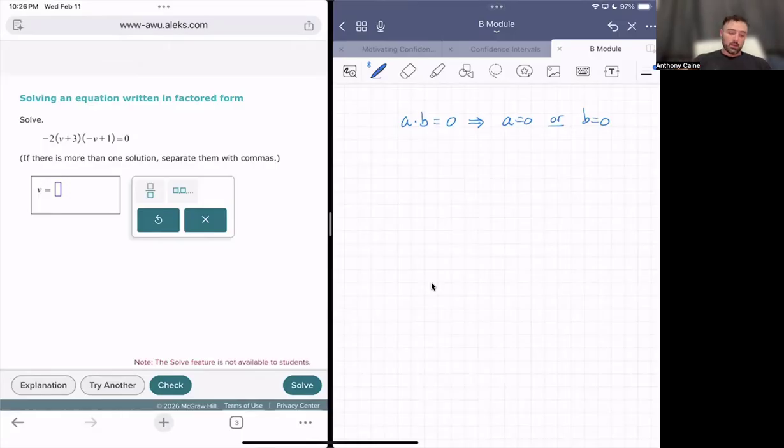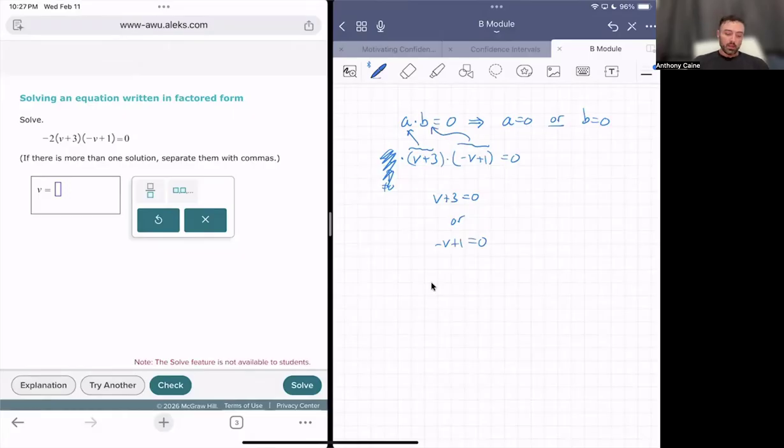So the fact that -2, which, by the way, is not 0, times v plus 3 times minus v plus 1 is equal to 0 means at least one of these things is 0. Now, this one's never going to be 0. So what really matters is either v plus 3 equals 0 or minus v plus 1 equals 0. This is playing the role of A, and this is playing the role of B, right?